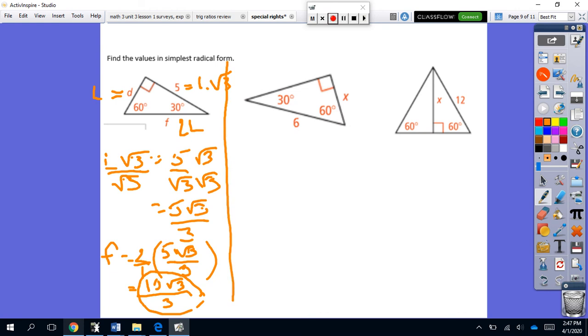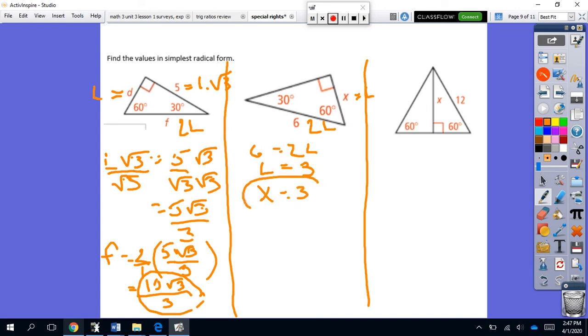Okay, the next example, we've got our hypotenuse, which is 2L, and our shorter side, which is L. Cool, we don't have to mess with that square root of 3. So 2L is 6. 6 equals 2L. So L is going to be 3. So X equals L, which is 3. Okay, that was an easier one.